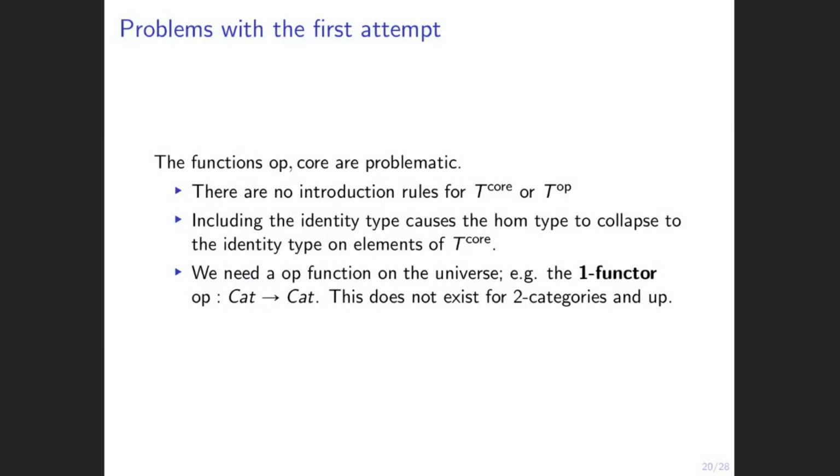Okay, so this was a simple setup, and I think the rules for the hom type are quite correct, if I say so myself. But the initial setup, this op and core business, is quite problematic in the way that I gave it. First of all, there are no introduction rules, especially for T-core. Maybe you could say there's an introduction rule for T-op in some sense, but there are none certainly for T-core, and then also maybe none for T-op. So if we look at the initial semantics, the actual thing that's generated inductively by these rules, then T-core and T-op will be empty.